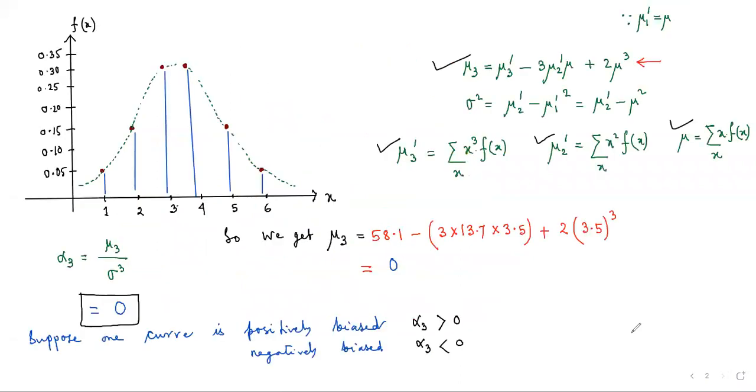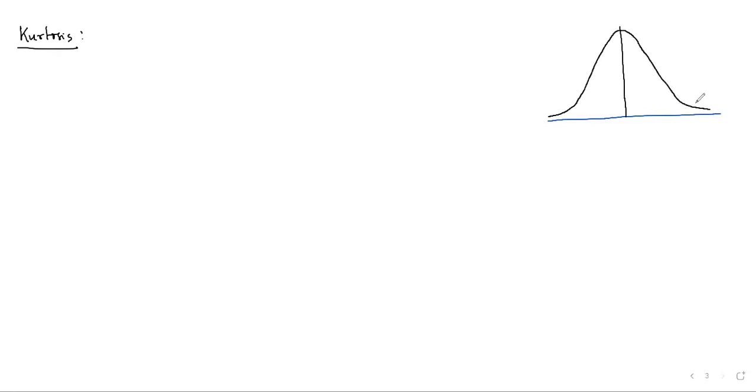Now let's talk about the next part, which is called kurtosis. What do we mean by kurtosis? Let us understand this term by a figure. Suppose my curve is symmetric, and the curve looks like this. Here I'm not talking about the skewness part, so I'm taking a symmetric curve from the beginning. This is my figure one. My figure two is the following.